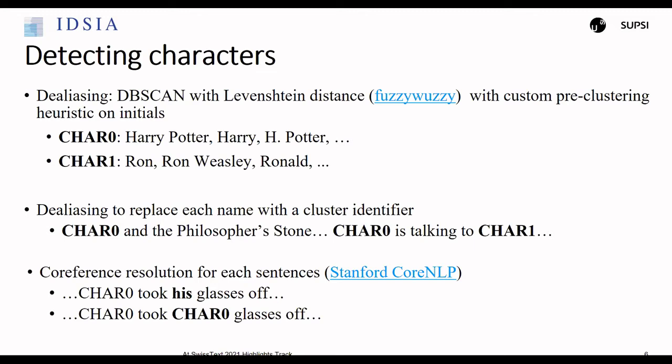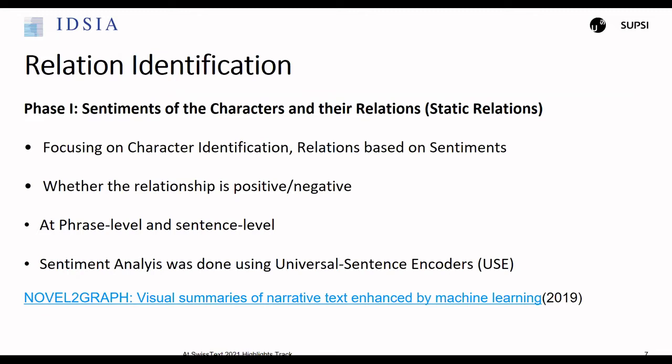We also used coreference resolution from Stanford CoreNLP in order to resolve the coreferences to the characters. So in the first step, we replace all the possible characters available in the text with their respective identifiers. The next step is relation identification.